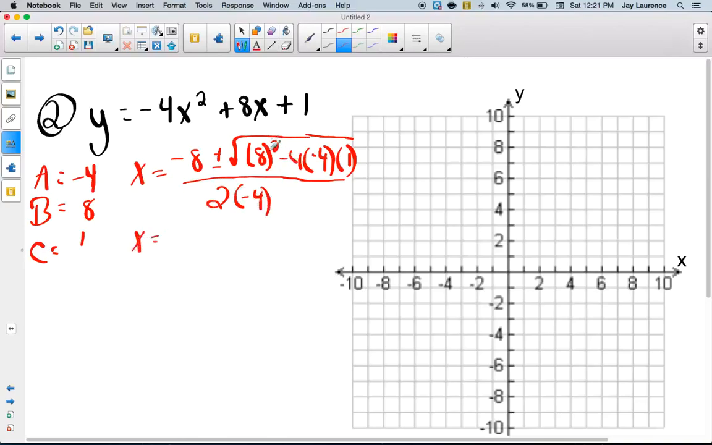Now, remember this part under here, the b squared minus 4ac part. That's called the discriminant. And if the discriminant is positive, you will get 2 solutions or 2 roots. If the discriminant is 0, you'll get 1. And if b squared minus 4ac is negative or less than 0, you will get 0 solutions.